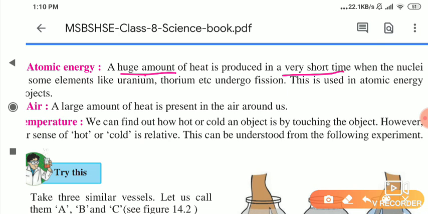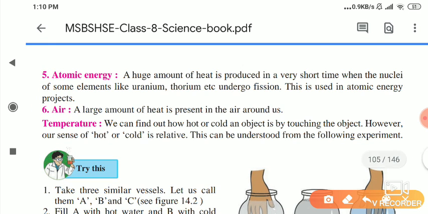Here they told you, a huge amount of heat is produced in very short time when the nuclei of some elements, which are those elements? Uranium, strontium. These are the substances producing atomic energy, and they undergo fission, and this is used in atomic energy objects. Understand? So uranium, thorium, strontium, these are the substances which produce the heat when their nuclei are bombarded with the neutrons. Okay, and they produce the energy, and the main thing is that in a short interval of time we are producing more amount of energy in this process.